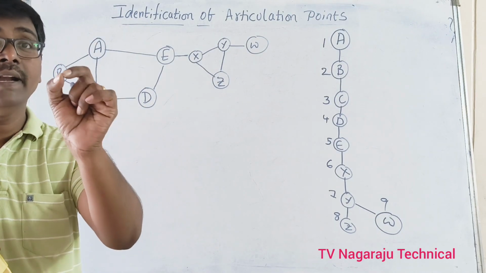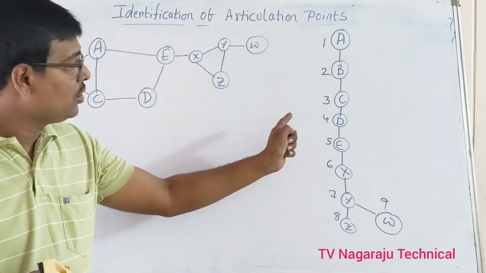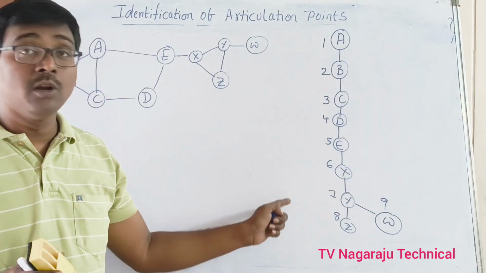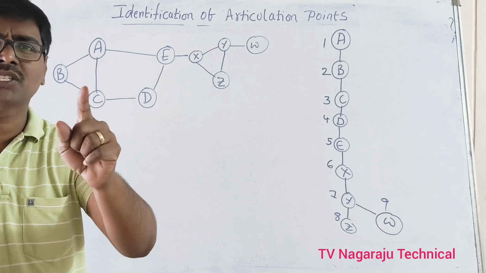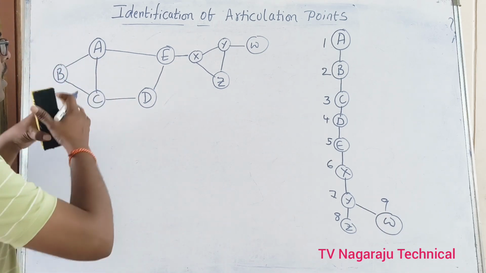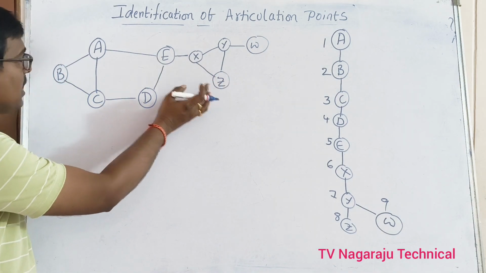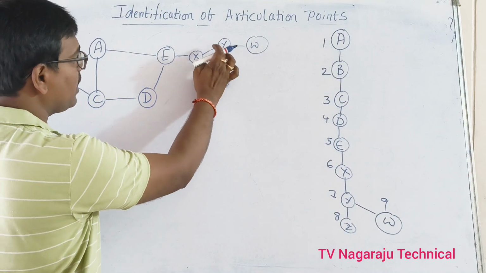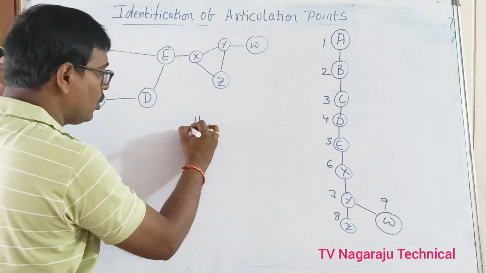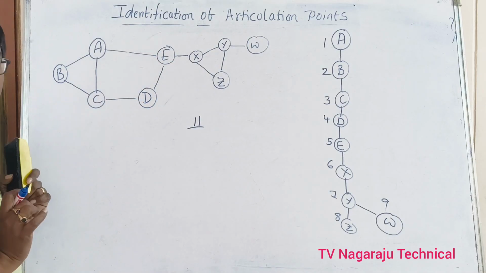Next step, identify the edges. You need to identify the back edges. How? It is very simple. Count the number of edges in the given graph: 1, 2, 3, 4, 5, 6, 7, 8, 9, 10, 11. We have a total of 11 edges in the given graph.